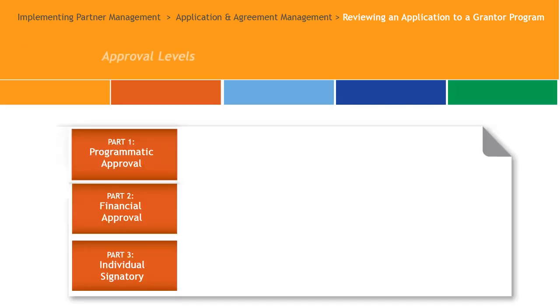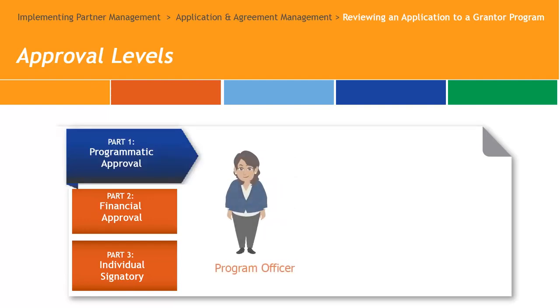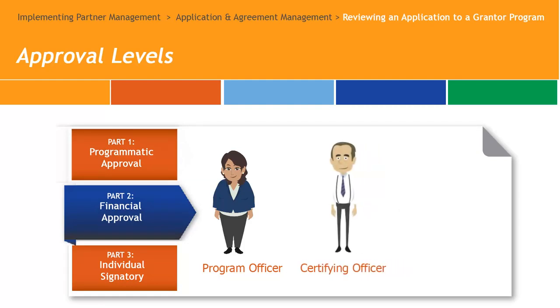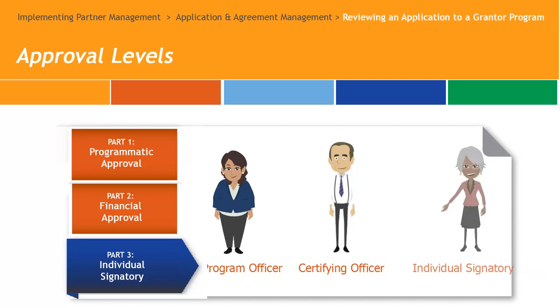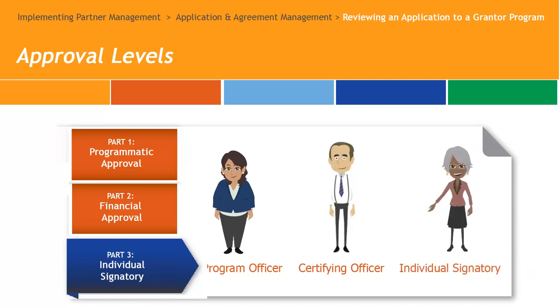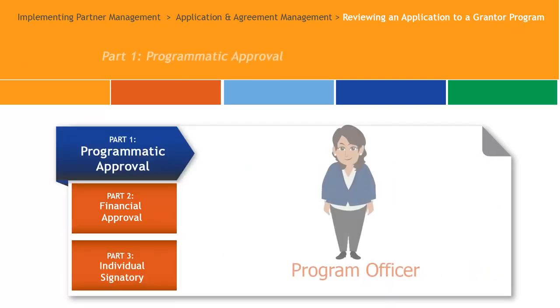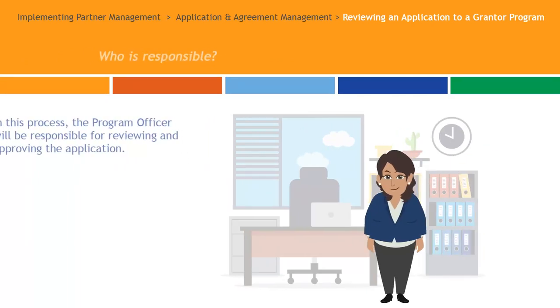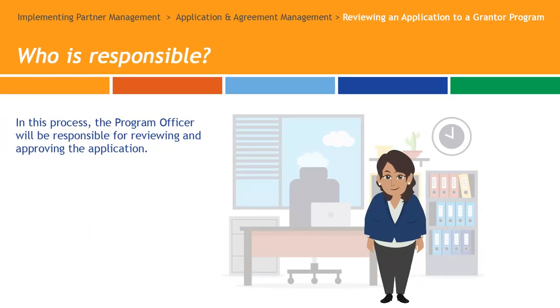For our UNEP training scenario, the application to the grantor program requires 3 levels of approval. First, programmatic approval by the program officer, followed by financial approval by the certifying officer, and last, final review by the so-called individual signatory. The approval process will begin with the approval by the program officer. In this process, the program officer will be responsible for reviewing and approving the application.